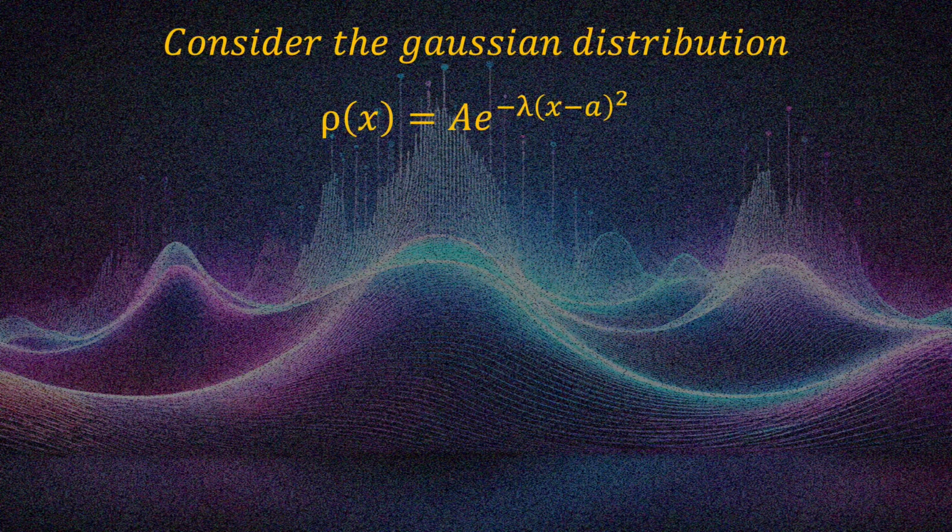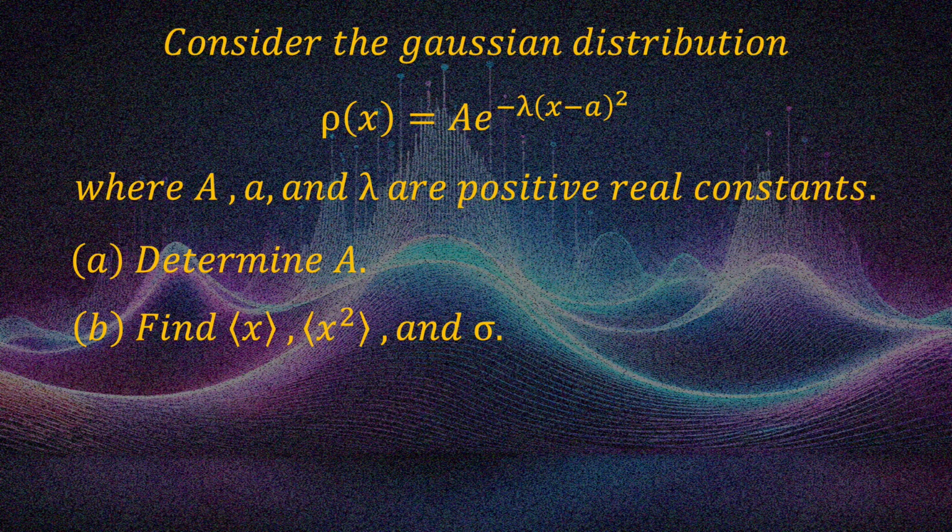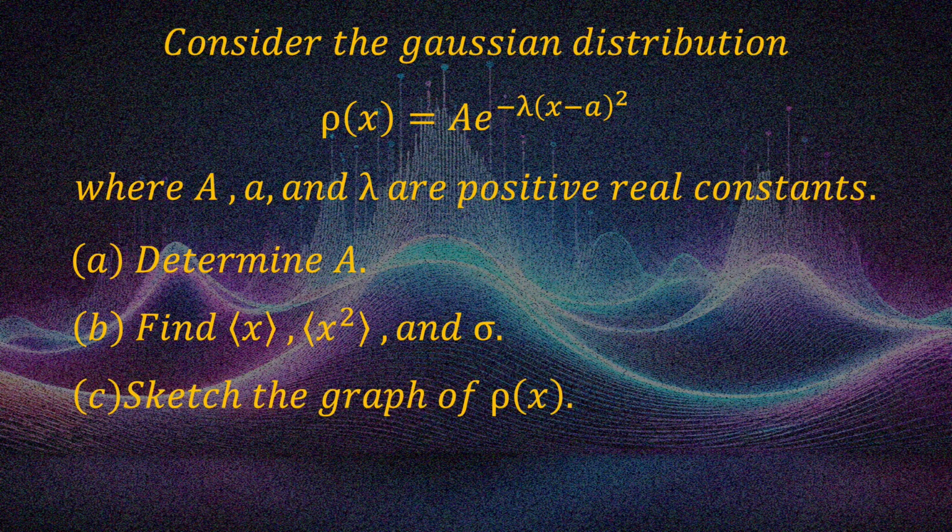This is one of the problems where you have this Gaussian distribution, with a big A, a small a, and this lambda being positive real constants. You need to determine what this A is, what the expectation value of x squared is, and then we're going to calculate our variance and standard deviation, and then sketch the graph of this Gaussian distribution after finding all the variables.